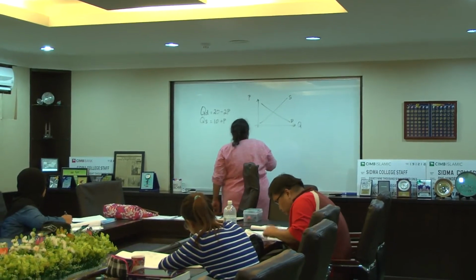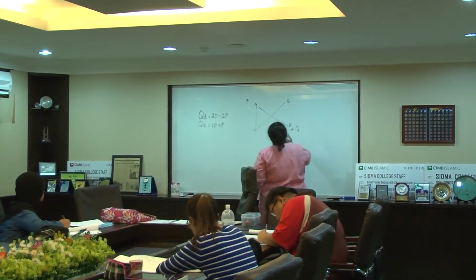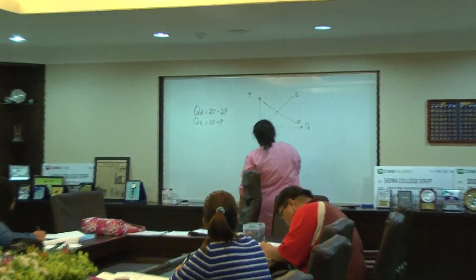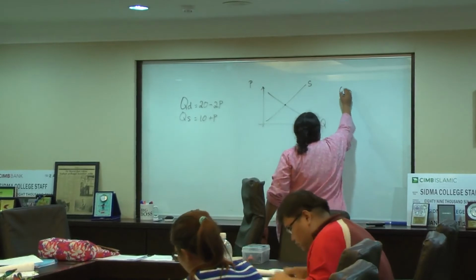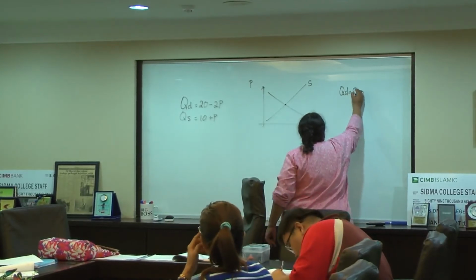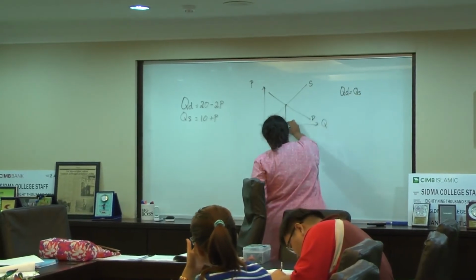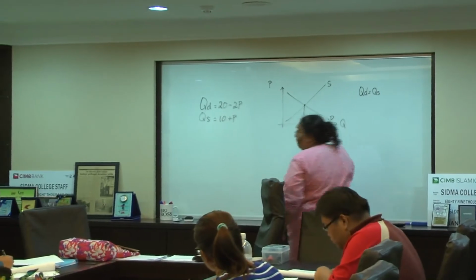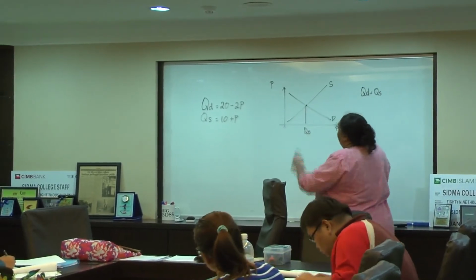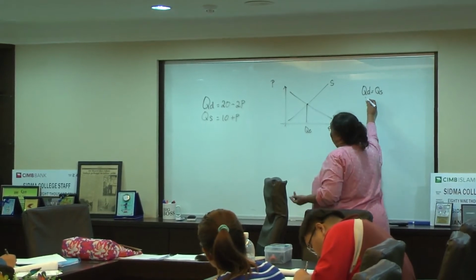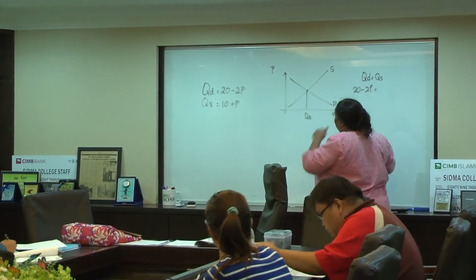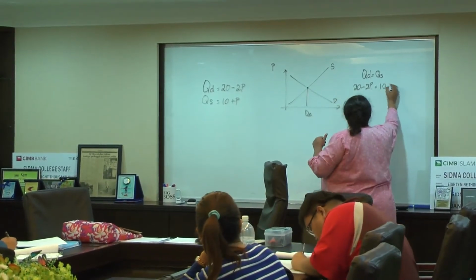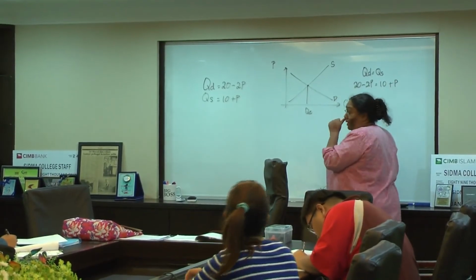Supply curve. So if demand and supply interact, then you get the equilibrium point, correct? So quantity demanded will be equal to quantity supplied, and we get the equilibrium quantity. So what do we do? Quantity demanded is 20 minus 2P. Quantity supplied is 10 plus P. So we solve for P.